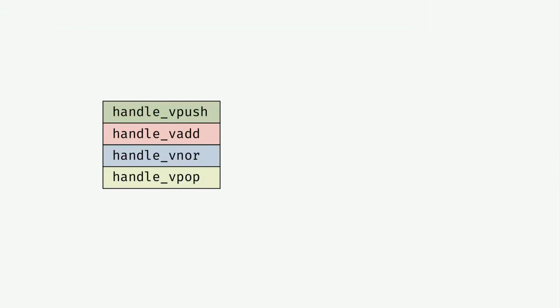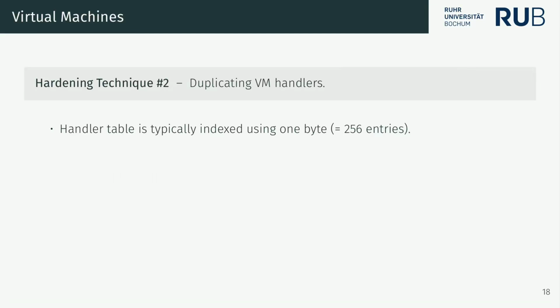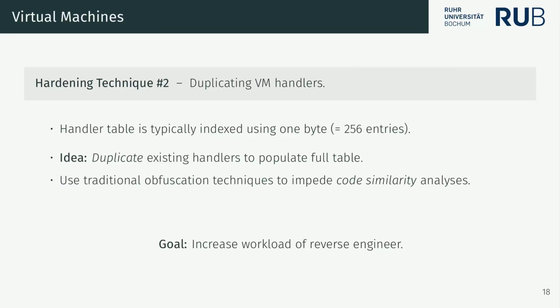Another technique: imagine you only got 4 handlers in your virtual instruction set. You want to make it more complicated, more work for the reverse engineer. What we're doing is duplicating individual handlers to increase the workload for the attacker. Because the handler table is usually indexed using 1 single byte, we got up to 256 entries we can populate. So we duplicate existing handlers to populate the full table, and then again use traditional code obfuscation techniques to hinder the attacker from easily finding out that 2 handlers are in fact similar. And again, here, we want to increase the workload for the attacker, who has now analyzed up to 256 differently obfuscated versions of the handlers.